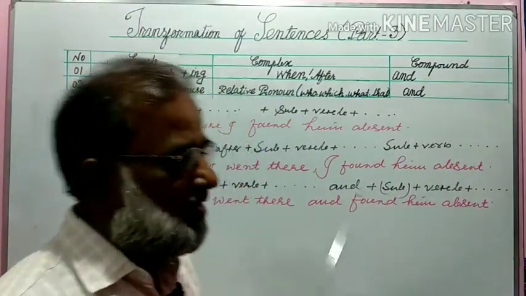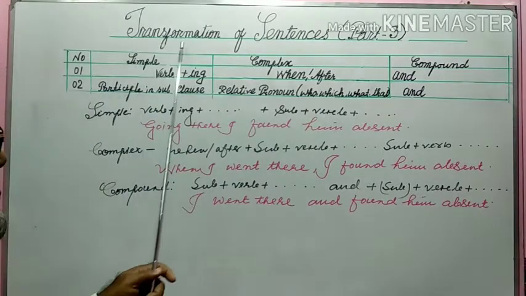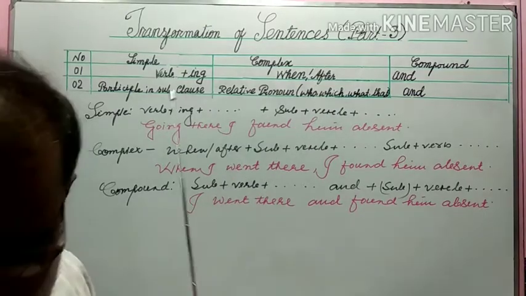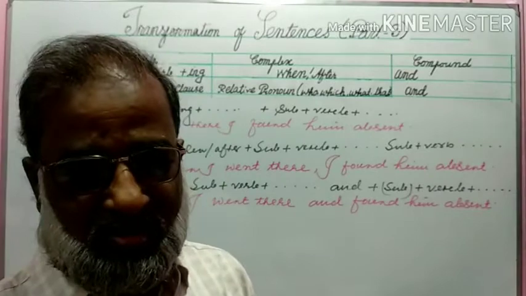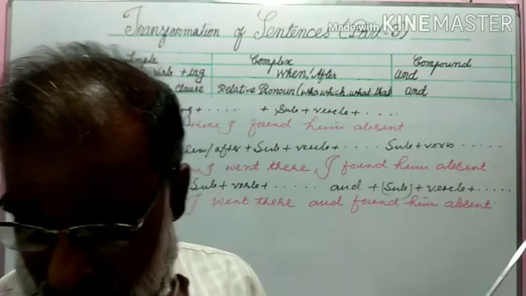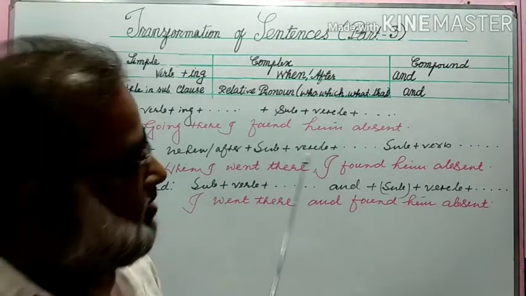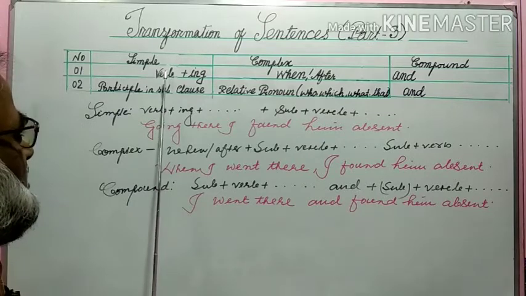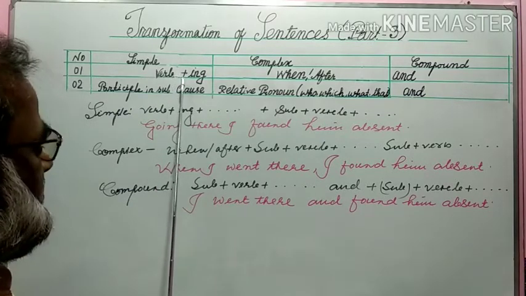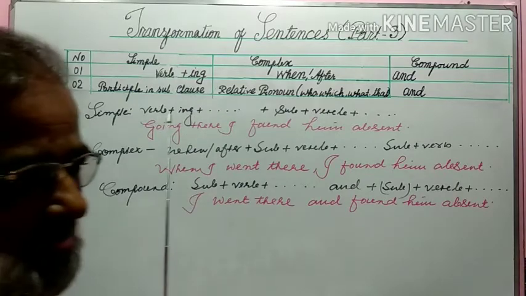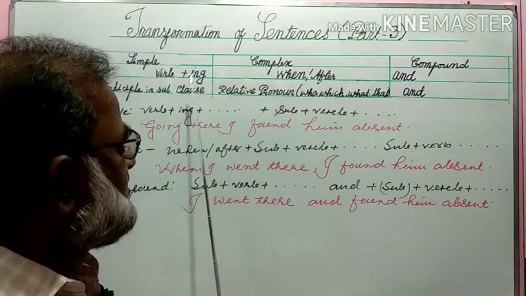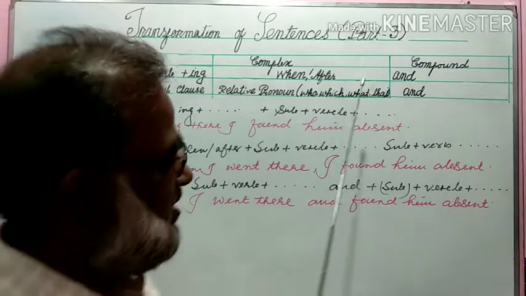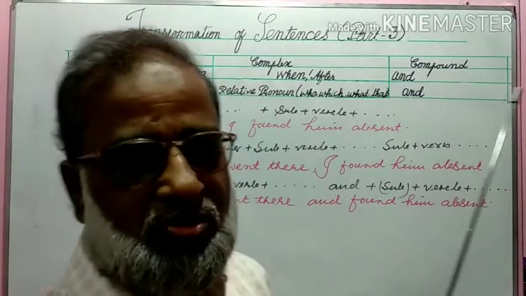You see on my board, transformation of sentences, part 3. As I discussed part 1 and 2 before, so this is part 3. Dear students, rule number 1: if there is verb with ing in simple sentence, there will be when or after in complex sentence, and in compound, we shall use and.